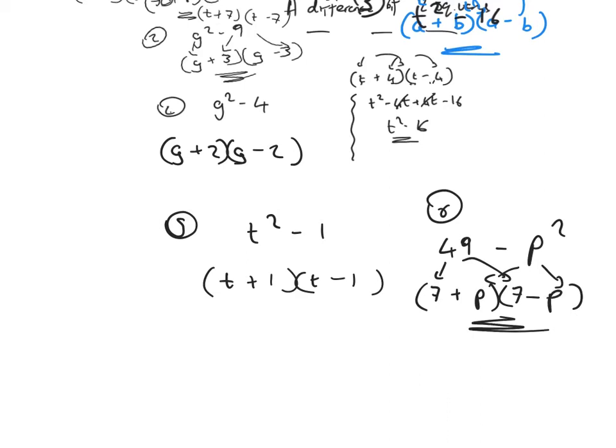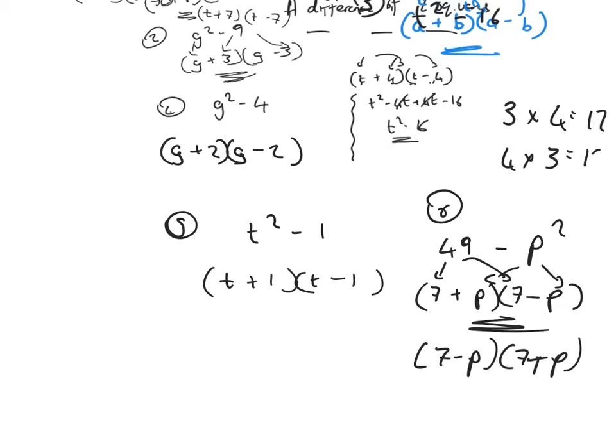Now, incidentally, if you had written down 7 minus p, 7 plus p, that's absolutely fine. That's also the correct answer. And that's because when you multiply two things together, it doesn't matter which order they go in, you'll still get the same answer. 4 times 3 is 12, and 3 times 4 is 12.